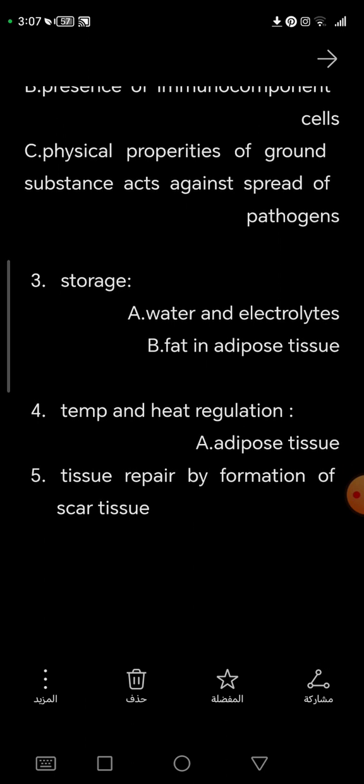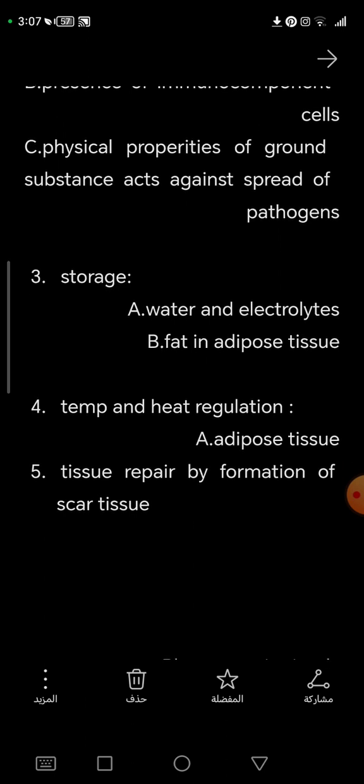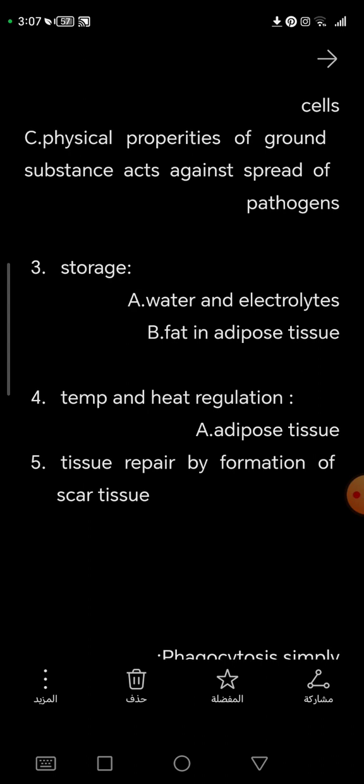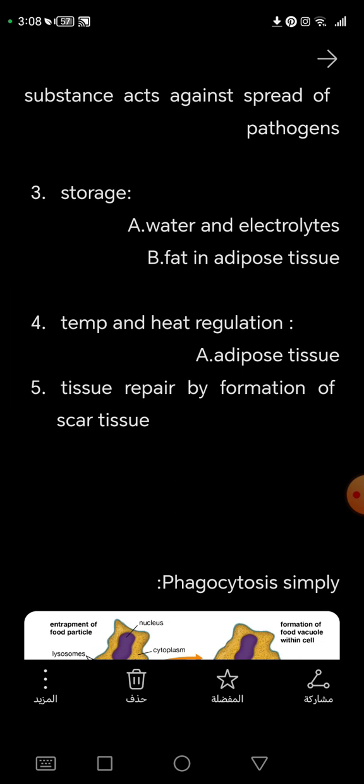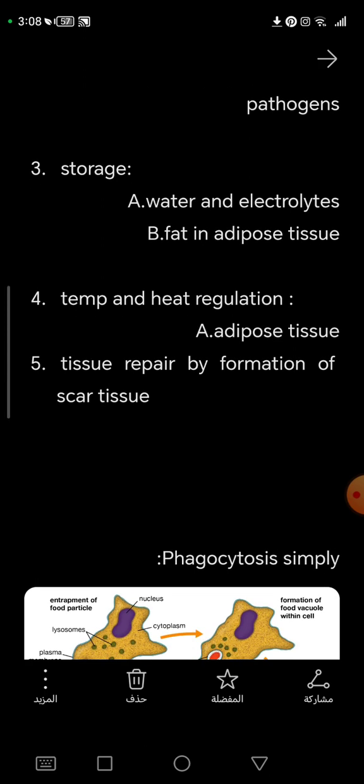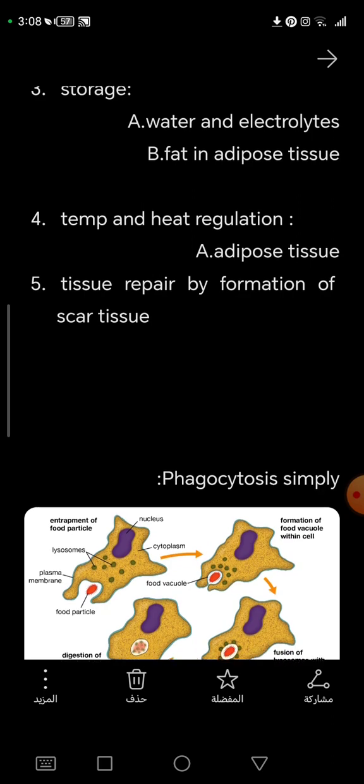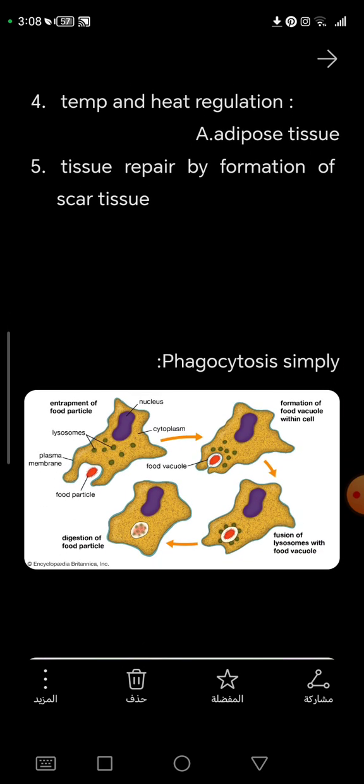Temperature regulation, such as adipose tissue. We know that simply how to recognize that. People that have obesity, their body is much hotter or much warmer than people that are thin or skinny, okay? So adipose tissue regulates our body temperature. Then tissue repair by formation of scar tissue. We have phagocytosis simply. So what's phagocytosis?